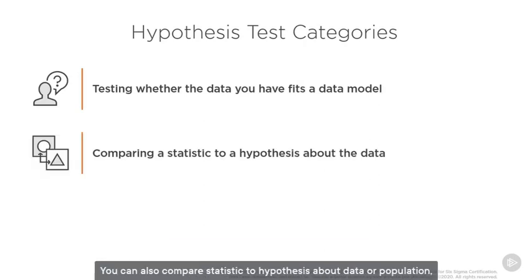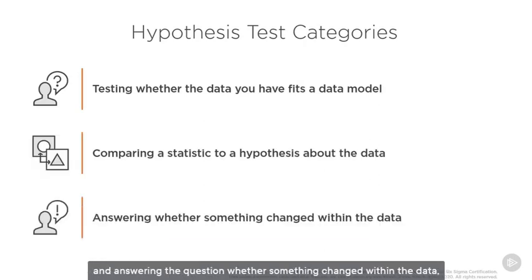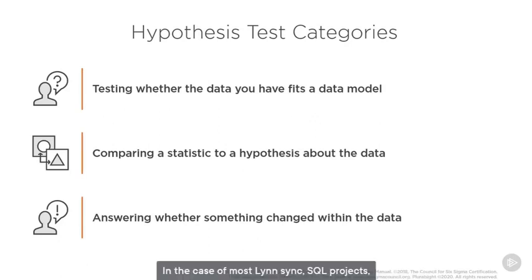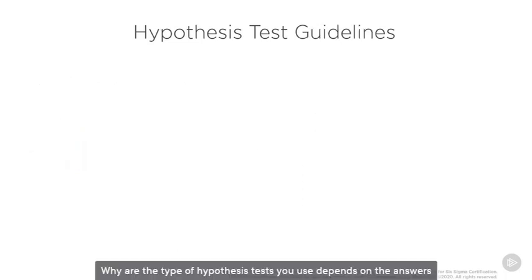You can also compare a statistic to a hypothesis about the data or population, and answer the question whether something changed within the data, often after a team has modified an input or other part of the process. In the case of most Lean Six Sigma projects, the team probably wants to find out whether the process or outcome is improved or not. While the type of hypothesis test you use depends on the answers you are seeking and the type of data you have, all of the tests follow essentially the same guidelines.